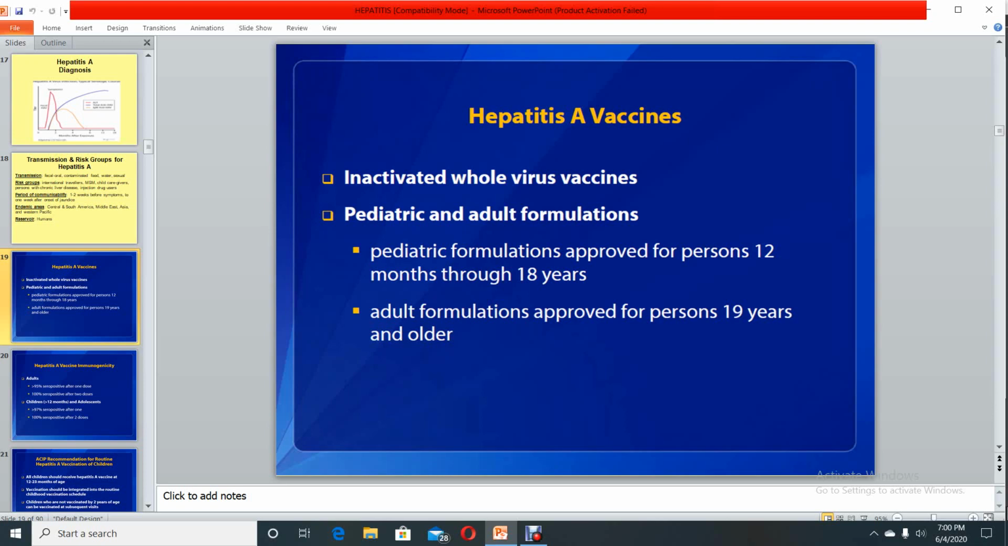Vaccines are available, yes, and they can be given to the population, but they are costly. So WHO has not approved a routine vaccination program in their EPI programs.